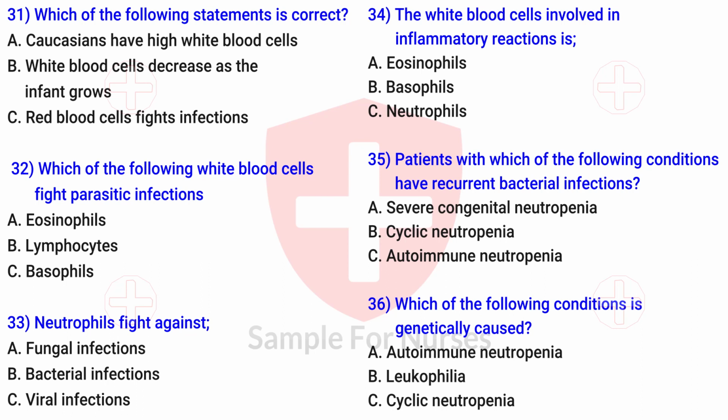There are 5 major types of white blood cells: neutrophils, which predominantly fight bacterial infections; lymphocytes, which predominantly fight viral infections; monocytes, which predominantly fight fungal infections; eosinophils, which predominantly fight parasitic infections and are involved in allergic reactions; and basophils, which are involved in inflammatory reactions.